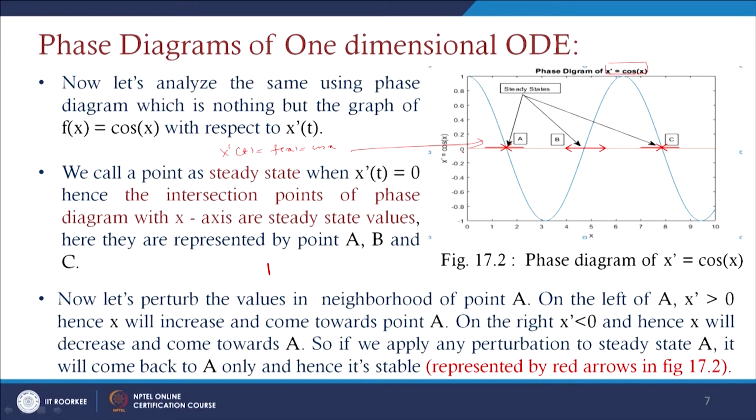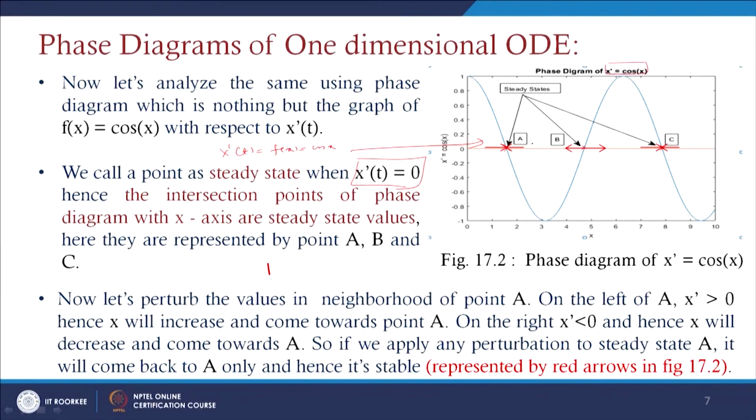And this is nothing but the graph of cos x. We call a point a steady state, since at that point we assume that x dash t equals 0. Hence, the intersection of the points of the phase diagram with the x axis gives you the steady states. Since x dash equals f of x, which equals cos x, wherever cos x is 0, those are the points of steady states. And from this graph you can find that A, B and C are 3 points where cos x intersects with the x axis, which provides the steady state values.